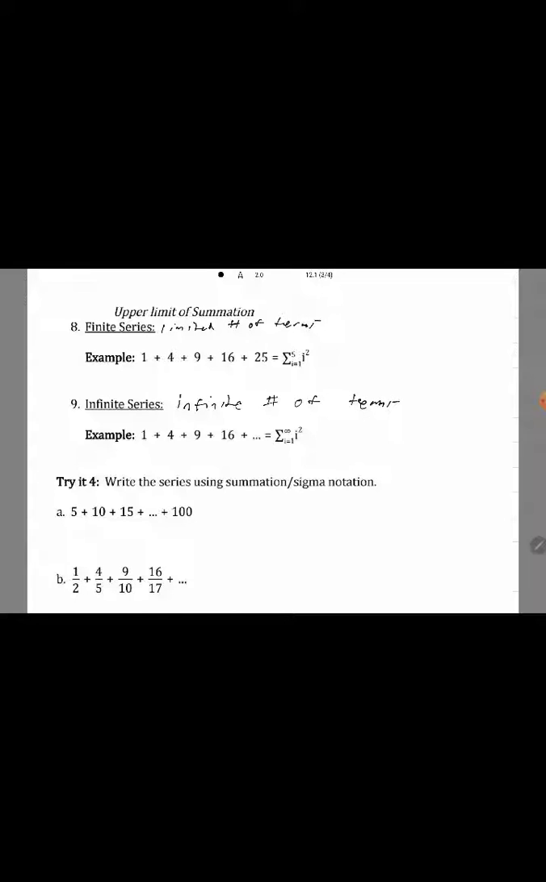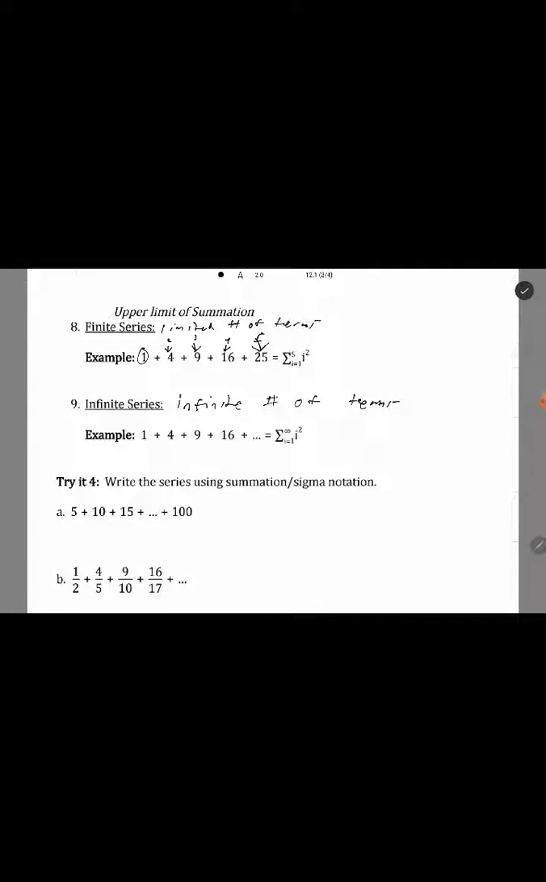So for example, here's i squared, that's the equation. If I plug in 1, I'll get 1 squared, and that's the first term. If I plug in 2, I'll get 4. If I plug in 3, I'll get 9. If I plug in 4, I'll get 16. And if I plug in 5, I'll get 25.